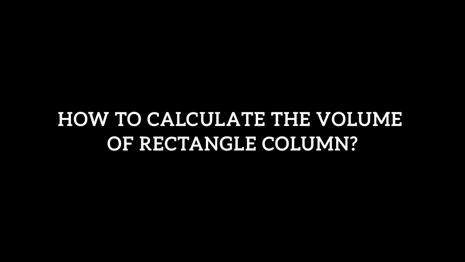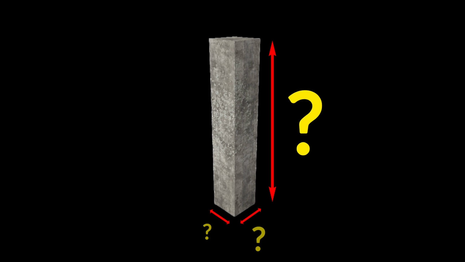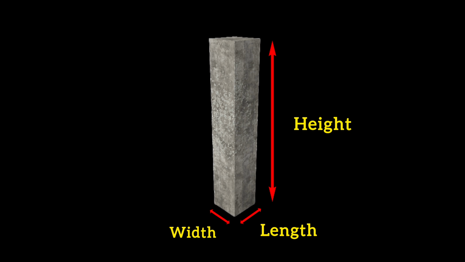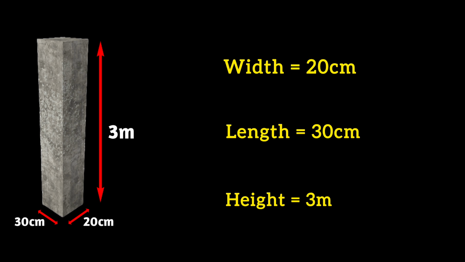How to calculate the volume of a rectangular column. To calculate the volume of a rectangular column, you first need to know the dimensions of the structure, which typically include the width, length, and height. Let's say the column has the following dimensions: width 20 centimeters, length 30 centimeters, height 3 meters.